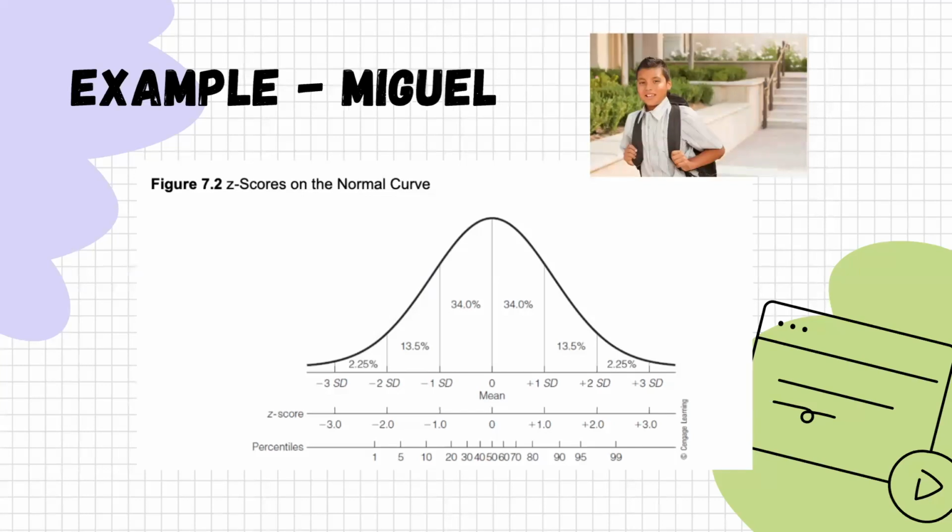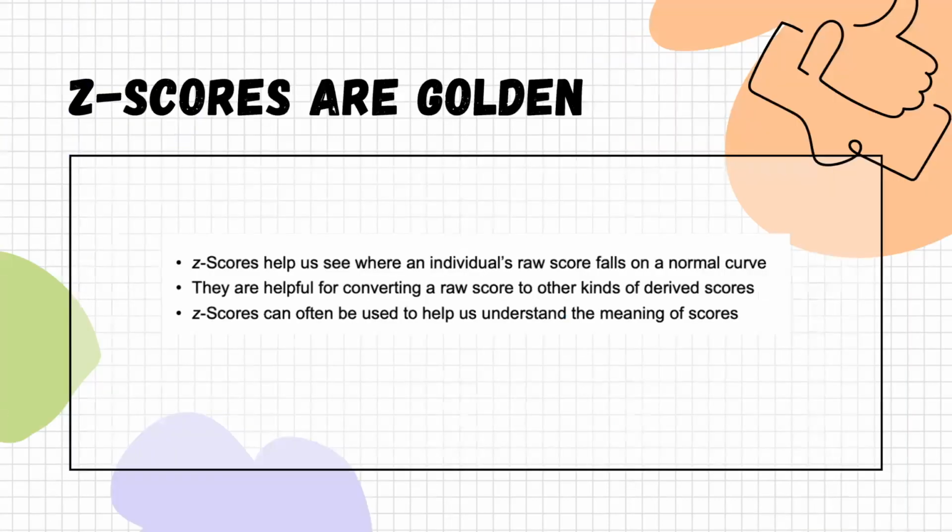Now let's look at this example for Miguel. Ms. Johnson notices that some students have Z-scores below average in math topics. Miguel has a negative 2.0. This puts him in the third percentile. This prompts her to collaborate with his teachers to develop targeted interventions for those areas, ensuring that he gets the help that he needs. Z-scores are golden, and this is why.